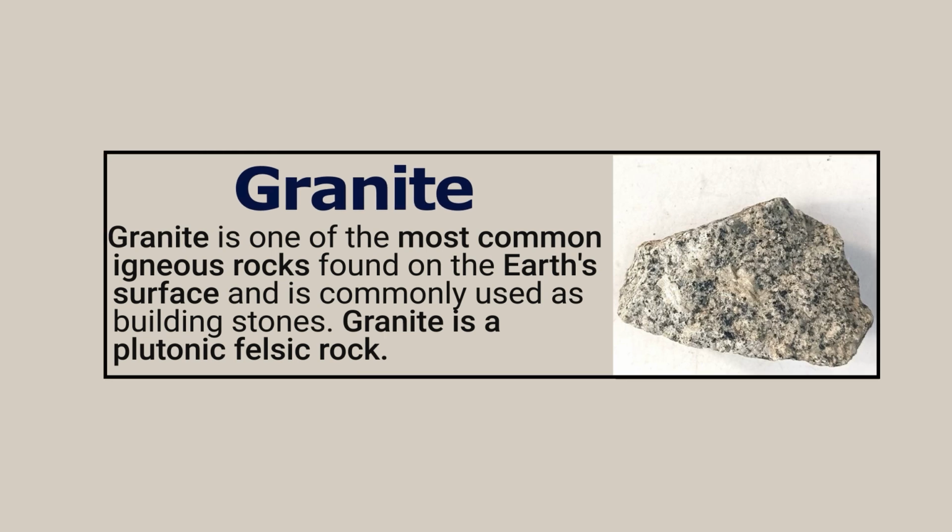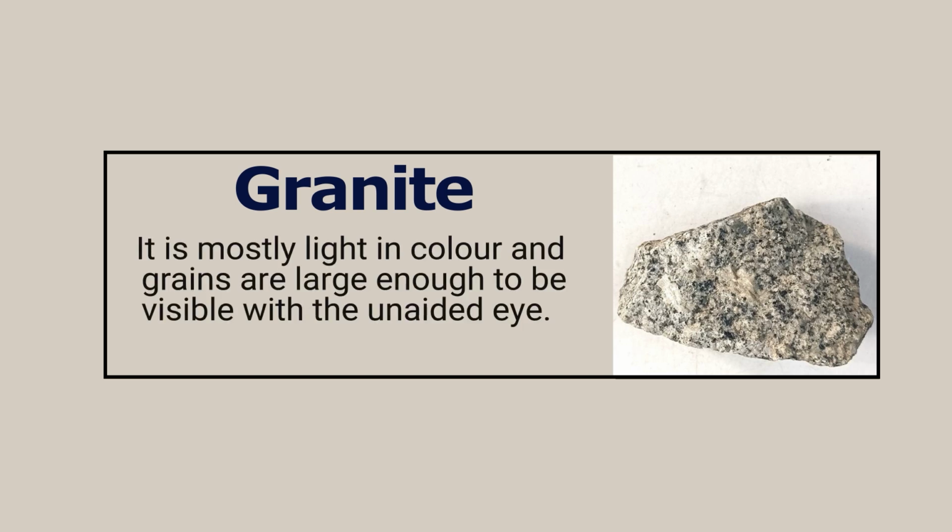Granite, as we all know, is one of the most common igneous rocks found on the earth's surface, and it is known to constitute predominantly the earth's crust. This also finds industrial use because granites are used as building stones. Granite happens to be a plutonic felsic rock. A plutonic rock is a rock which is emplaced at a crustal depth within the Earth's crust. Mostly it is light in color and grains usually are large enough to be visible with the unaided eye.